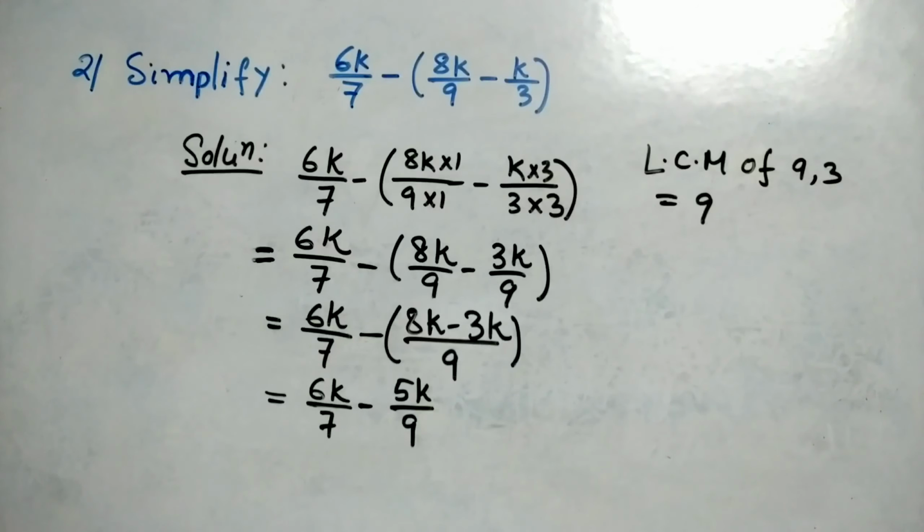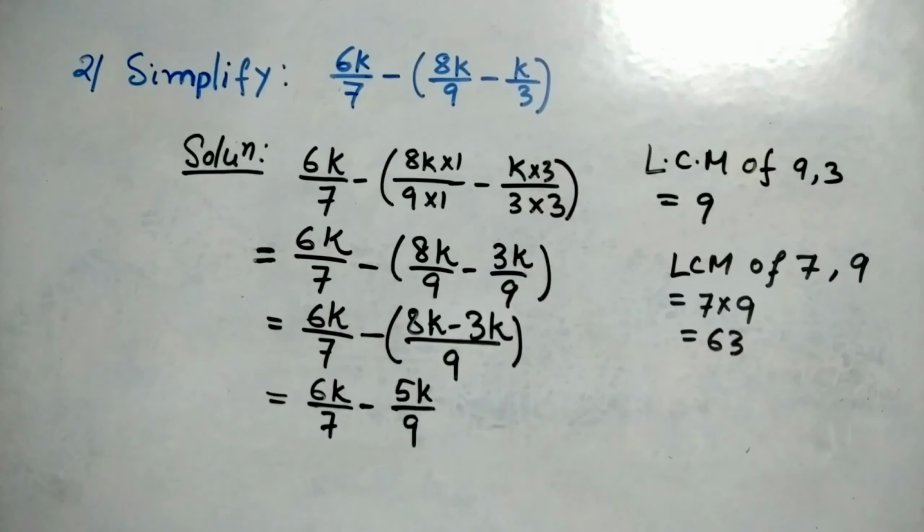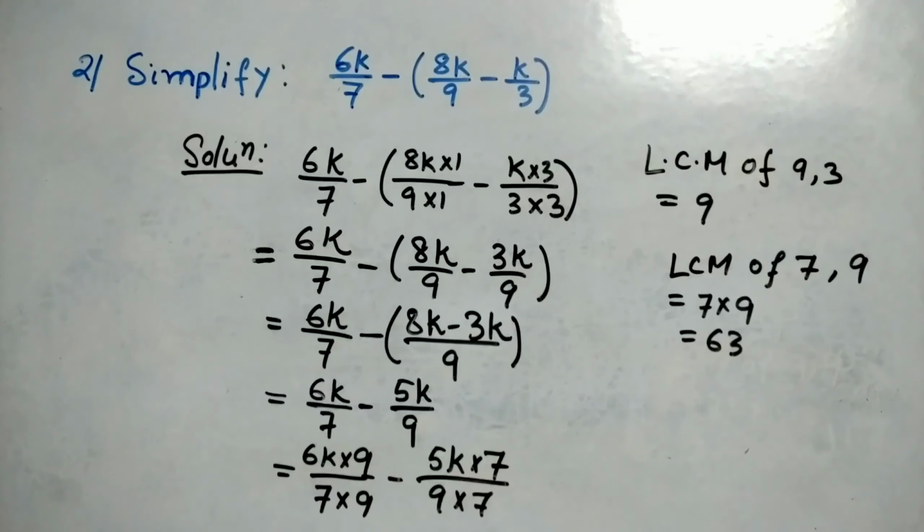So now we have to subtract 5k/9 from 6k/7. Because 7 and 9 are prime to each other, the LCM of 7 and 9 is 7 into 9, that is 63. Now, like the previous problem, we are converting these into like fractions, and to do that we have to multiply 9 with both the numerator and the denominator, and in this case we have to multiply 7 with both the denominator and the numerator.